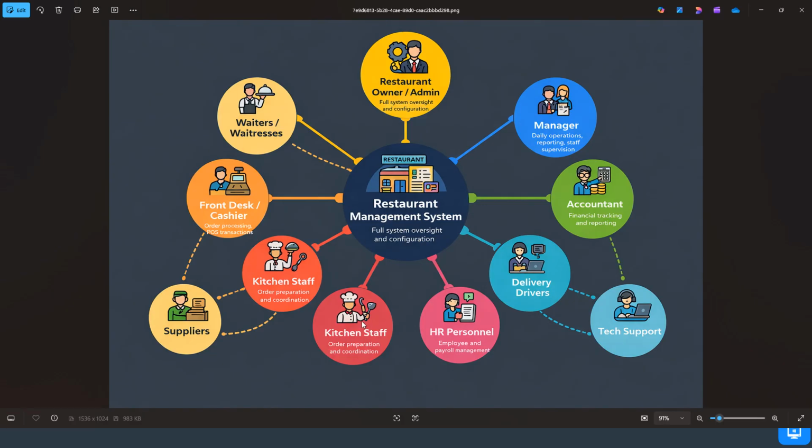They prepare the order, form the order, then it goes back and it shows the waiter that order is ready. The waiters go pick up the order and deliver it. Now, there are also suppliers. So in every restaurant you have your suppliers.